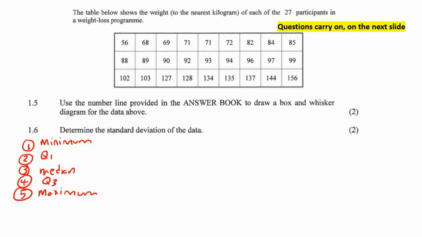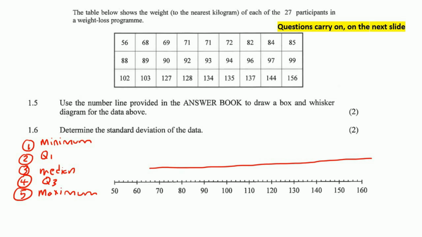They would have given us a number line, but let's just go draw our own number line. So the minimum value is 56. Be careful here: 52, 54, 56, 58. So they're going up in 2s. So 56 would be here, and we put a little line over there. Let's go to the maximum value. We've done the minimum. The maximum is 156, so that would be over here.